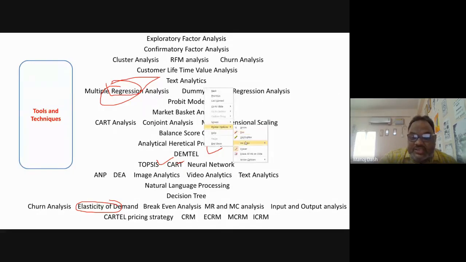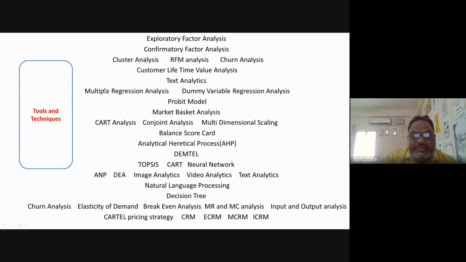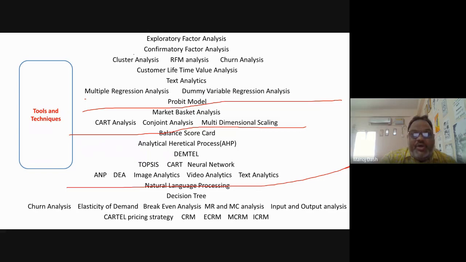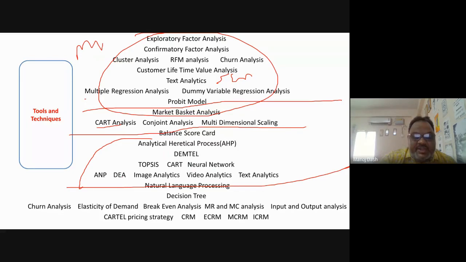Now see, these are the different parts. For example, this is one part, this is another part, and this is another part. There are five groups. These are called multivariate techniques: factor, confirmatory, cluster, RFM, structural equation modeling, churn, text analytics, regression, probit. CART, which means classification and regression tree, conjoint, MDS. These are called multi-criteria techniques: AHP, DEMATEL, TOPSIS, CART, neural network, NPS, DEA, image analytics.